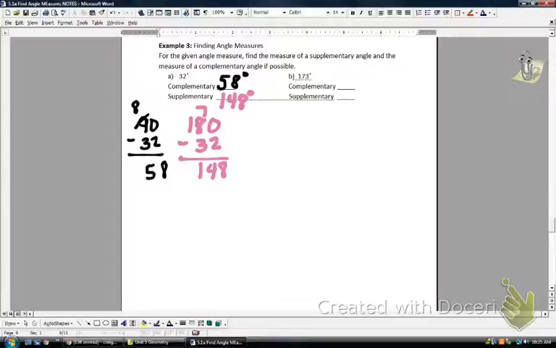Then I'm going to come over to the next one, and I have a 173 degree angle. That is bigger than 90, so complementary there is none. I cannot come up with an angle that is complementary because it's already bigger than 90 degrees. Then the supplementary, I'm going to do 180 minus 173, and that comes out to be 7 degrees. So an angle that is supplementary to 173 degrees is 7 degrees.